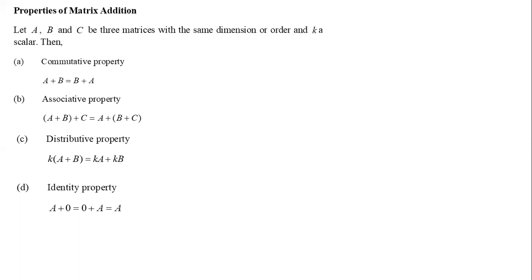You remember last class that we were talking about identity, that if you use an identity to multiply a matrix, you get that matrix back. That is the same thing with addition. When you add a zero matrix to a matrix, you are going to get the matrix back, and that is what is called identity property. Those are the properties of addition of matrices.